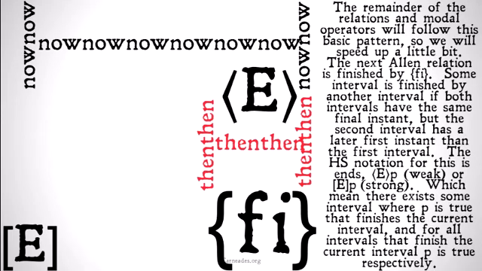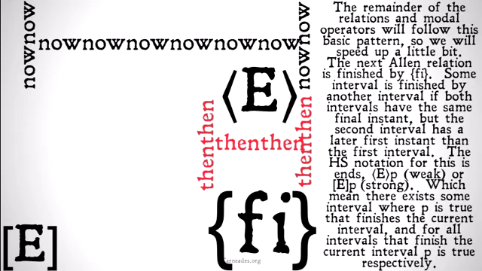Now, because all of the rest of the relations are going to follow the exact same pattern that we have looked at, we're going to speed things up a little bit. The remainder of the relations and modal operators will follow this basic pattern. So we're going to speed it up a little bit. The next Allen relation is finished by, Fi.